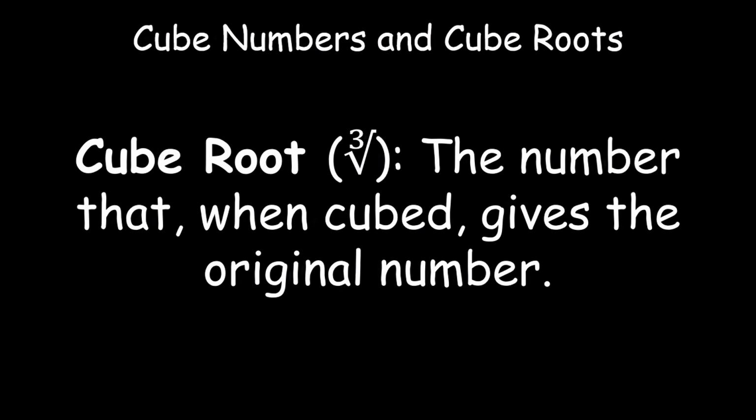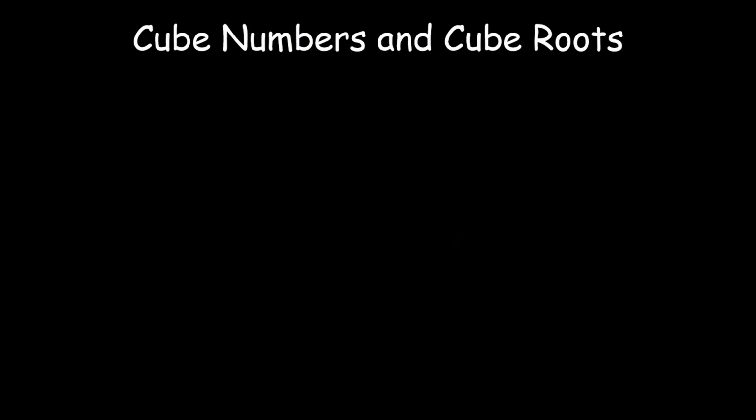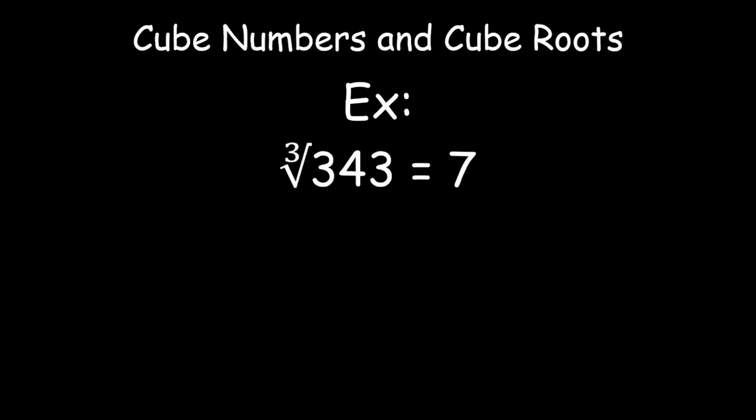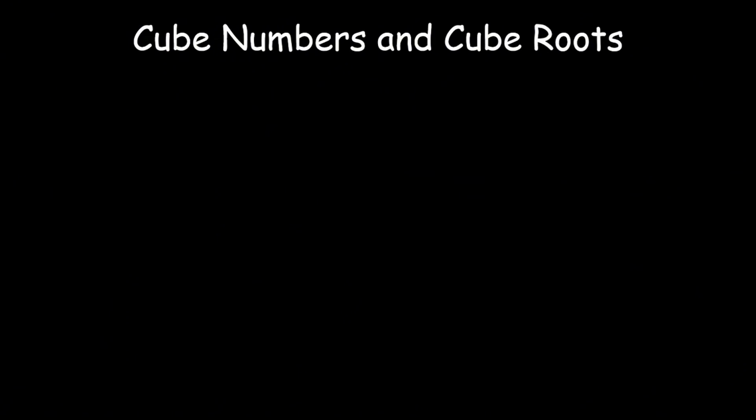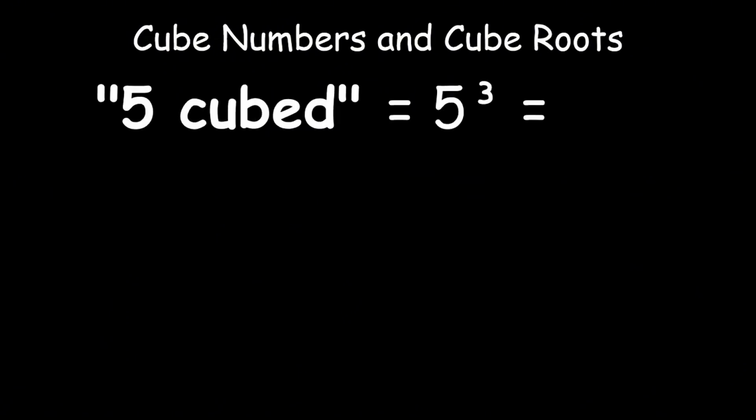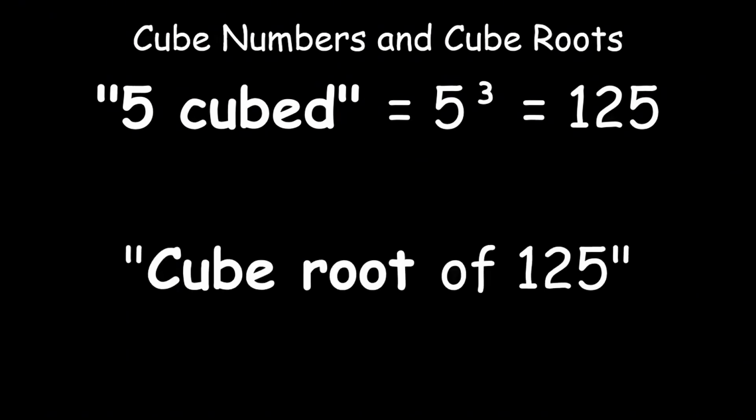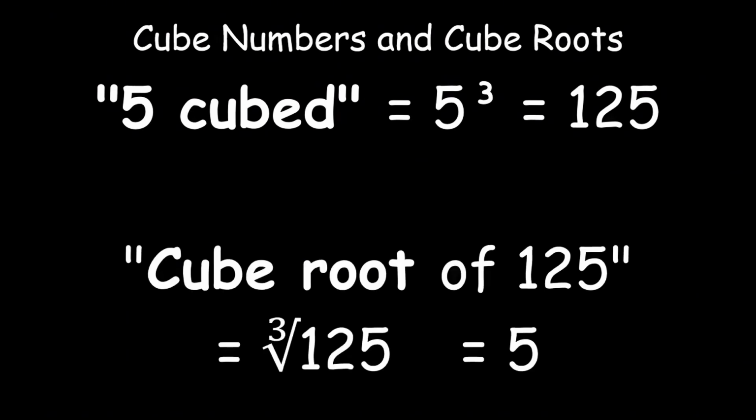For example, if our original number is 27, the number which you multiply by itself 3 times to give you 27, that is called the cube root. For example, the cube root of 343 is 7, because if we multiply 7 by itself 3 times, we get 343. In summary, the number is read as 5 cubed, or 5 to the power 3, gives us 125. The cube root of 125 is that radical sign with the 3 there of 125 gives us positive 5.